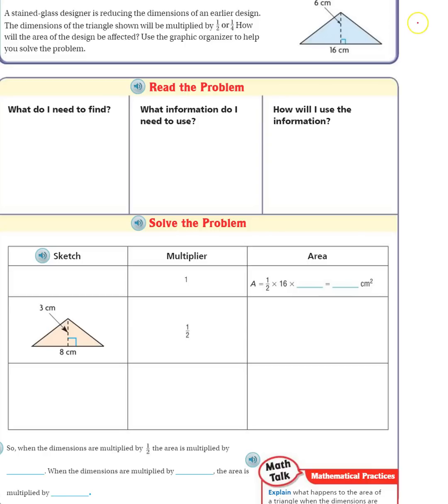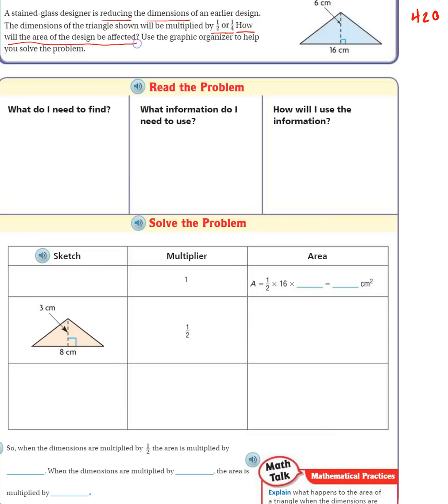All right, now I'm on page 420 in the Go Math textbook. Follow along. So we have another example, another problem. A stained glass designer is reducing the dimensions of an earlier design. The dimensions of the triangle shown will be multiplied by 1/2 or 1/4. So this was the original design, but he's going to make this half as big or even 1/4 as big.